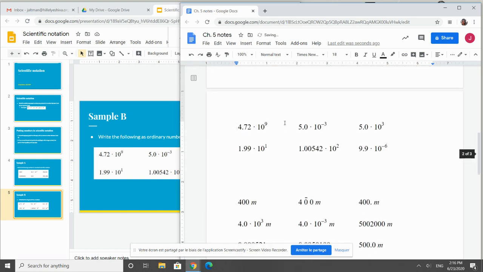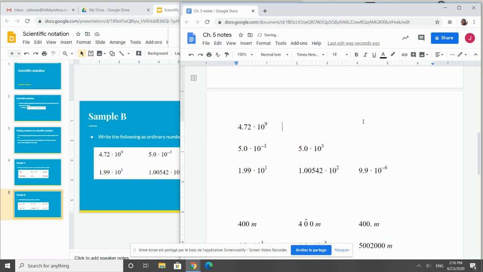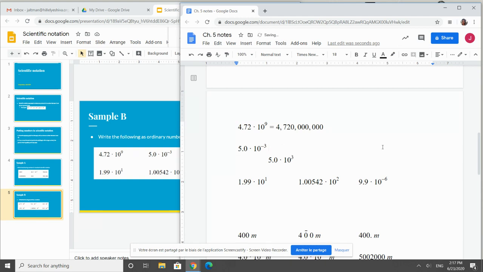So let's work through these. So the power of 10 is positive, so I move the decimal to the right 9 times. Then you don't have to put the commas in here. I just find that it makes it easy for me to figure out if I've moved it enough times. The next one, I move the decimal to the left 3 times.